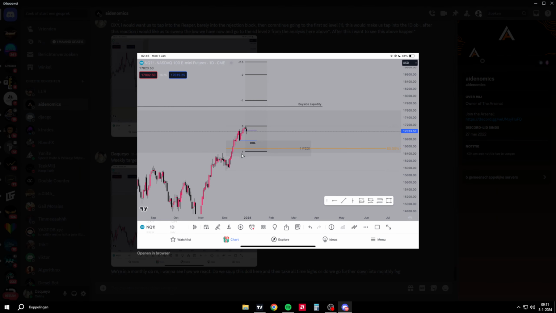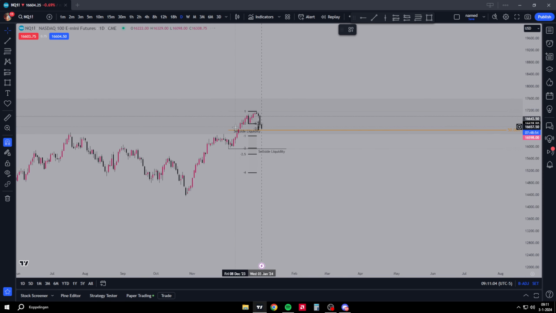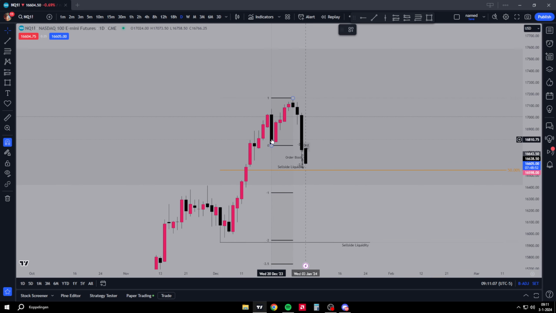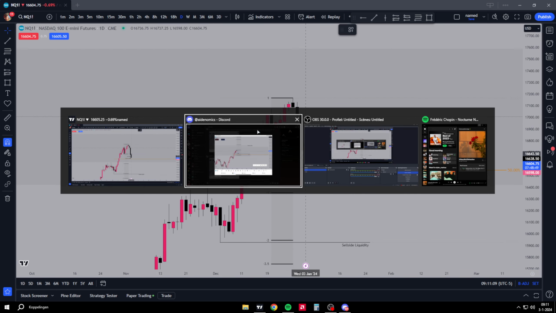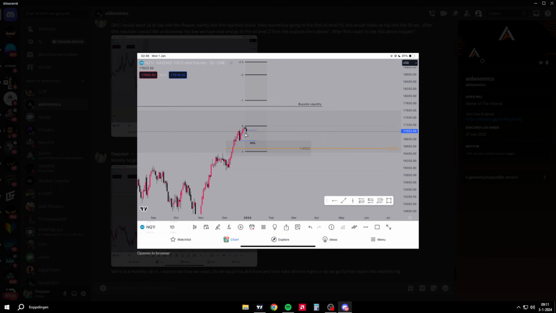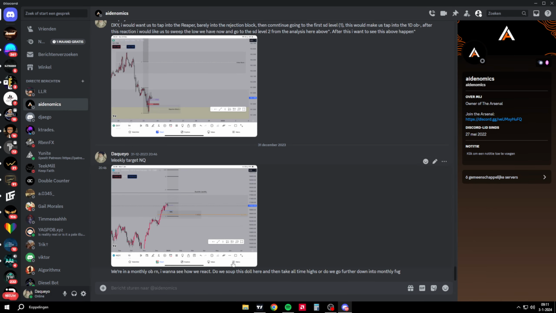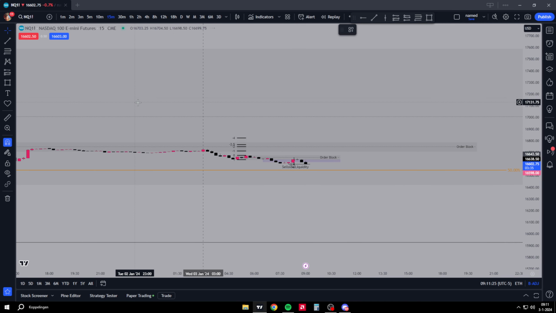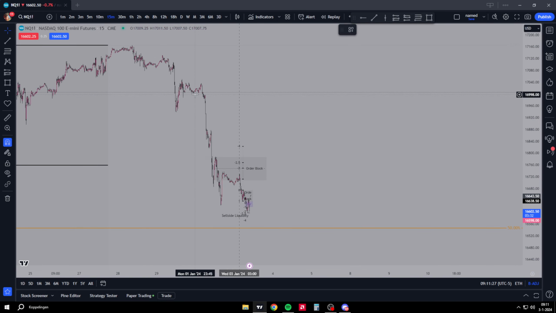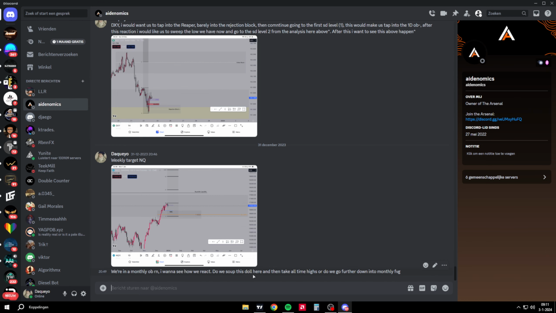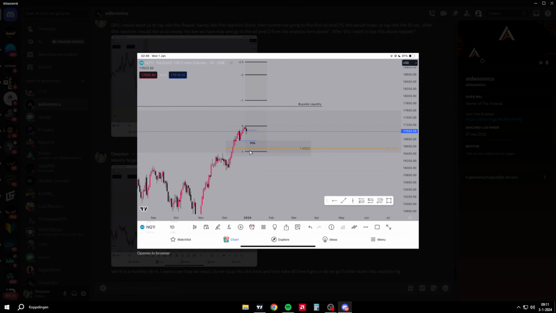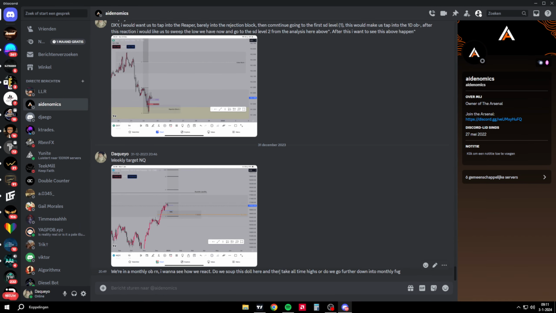We sweep this draw on liquidity, which we already swept. I wasn't actually expecting that right here. There was this low. That was my draw on liquidity. But we already swept that on Tuesday, even though Monday was a bank holiday, like everyone had a bank holiday. So Tuesday was a pretty volatile day, this whole day was Tuesday, this right here. We swept that. I want to see when we react. Do we sweep this draw on liquidity, tap into equilibrium, and then take all-time highs?